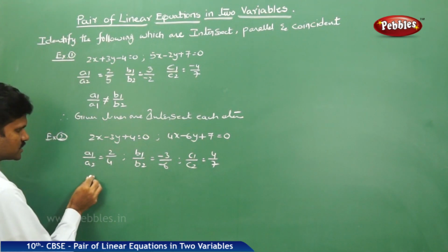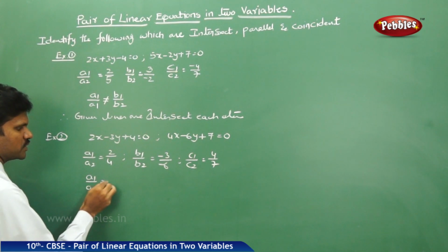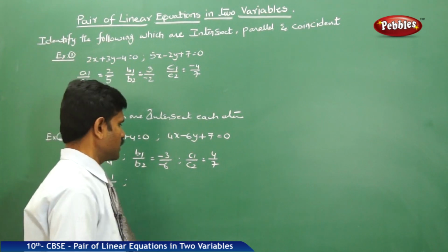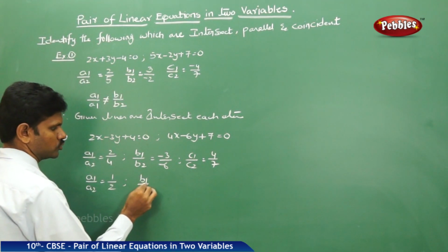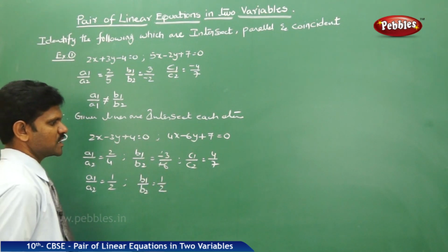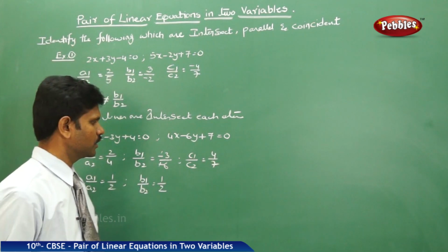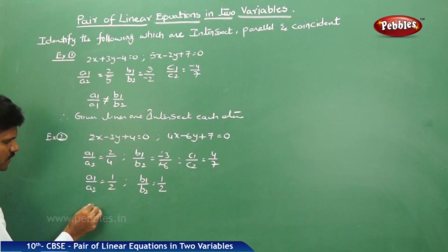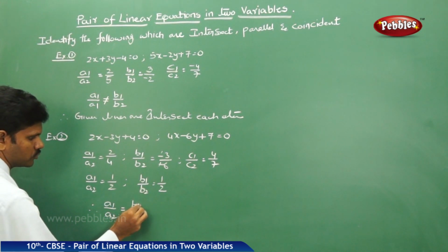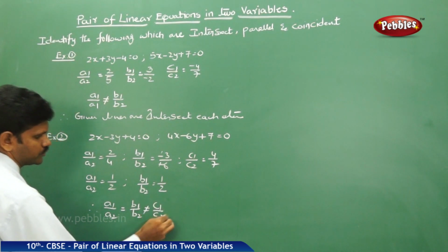Now, a1 by a2 can be simplified to 1 by 2, because we convert it into the standard fraction. After that, b1 by b2 can also be converted into the simple fraction 1 by 2, and c1 by c2 is already in the standard fraction, so there is no need to simplify it again. Now you can identify that a1 by a2 is equal to b1 by b2, and this is not equal to c1 by c2.